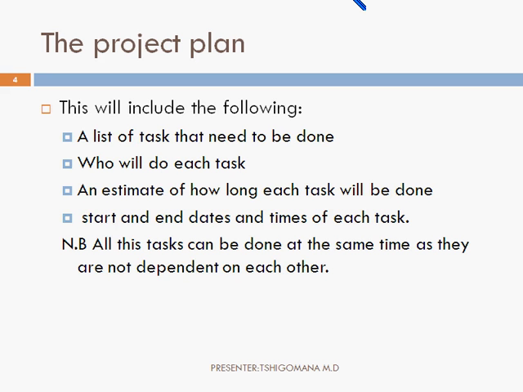Now let us look at the project plan. Your project plan must include the following. It must include a list of tasks that need to be done, who will do each task, and an estimate of how long each task will take. You must show the start and the end dates and the times of each task. All these tasks can be done at the same time as they are not dependent on each other. That is one thing that you must understand. Now, when we talk of the project plan here, we are talking about how to manage your project.